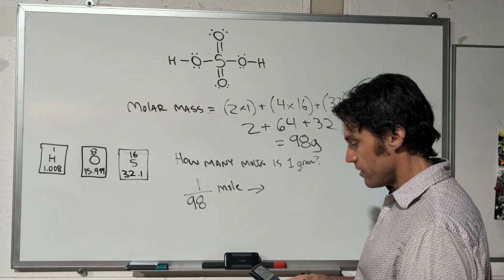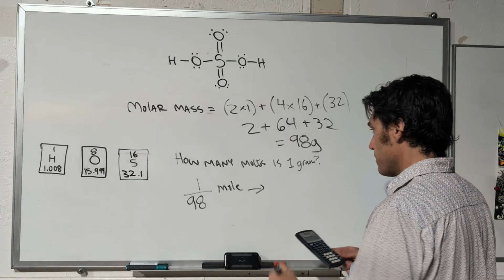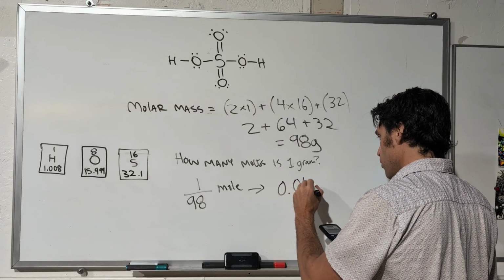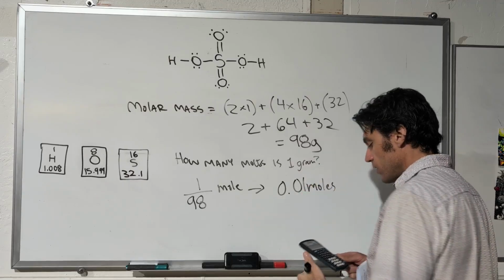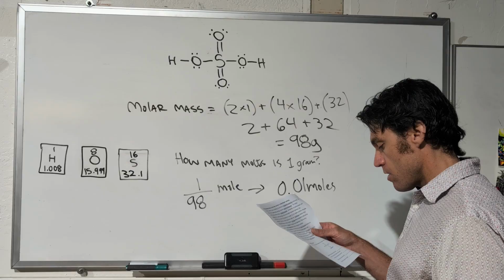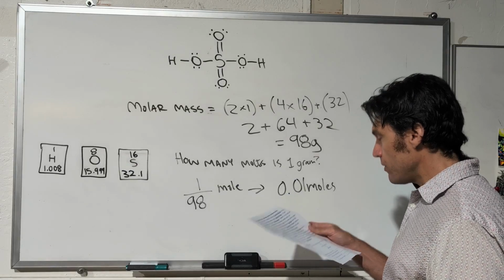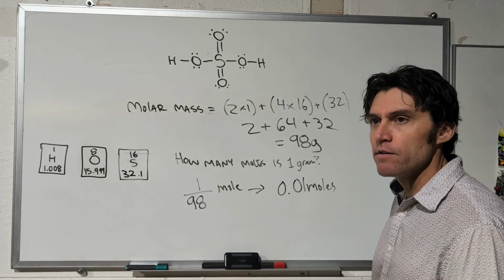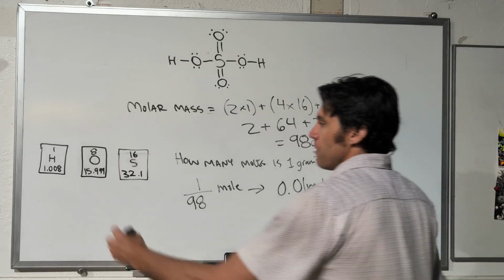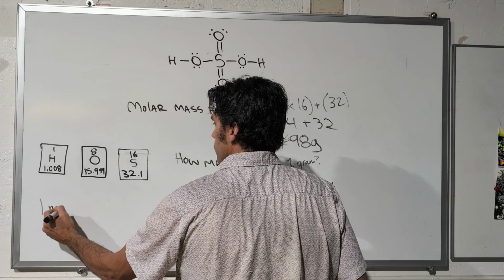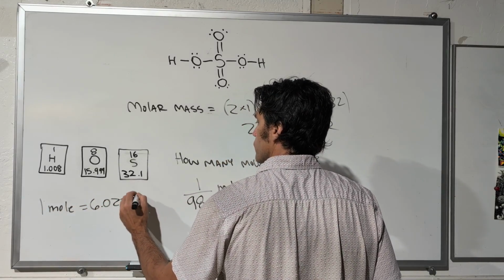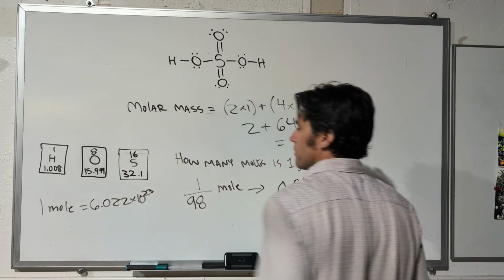So 1 divided by 98 equals 0.01 moles. That's how many we got here. Okay, how many actual molecules is that? This is a good question. How many actual molecules is that? Remember, 1 mole equals 6.022 times 10 to the 23.